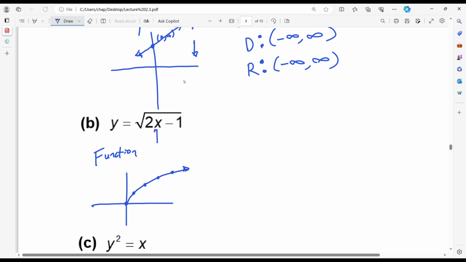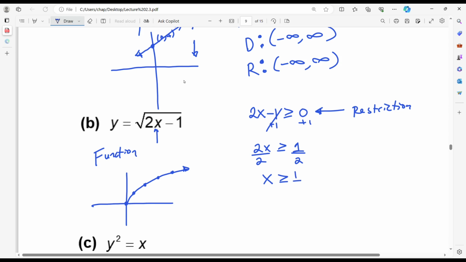And the x here does have a restriction. When we're taking the square root of a number, it must be greater than or equal to 0. So we'll set 2x minus 1 greater than or equal to 0. That is the restriction on x, because we cannot take the square root of anything less than 0. We'll solve for x by adding 1 to both sides. 2x is greater than or equal to 1. Divide both sides by 2, and I have x is greater than or equal to 1/2.